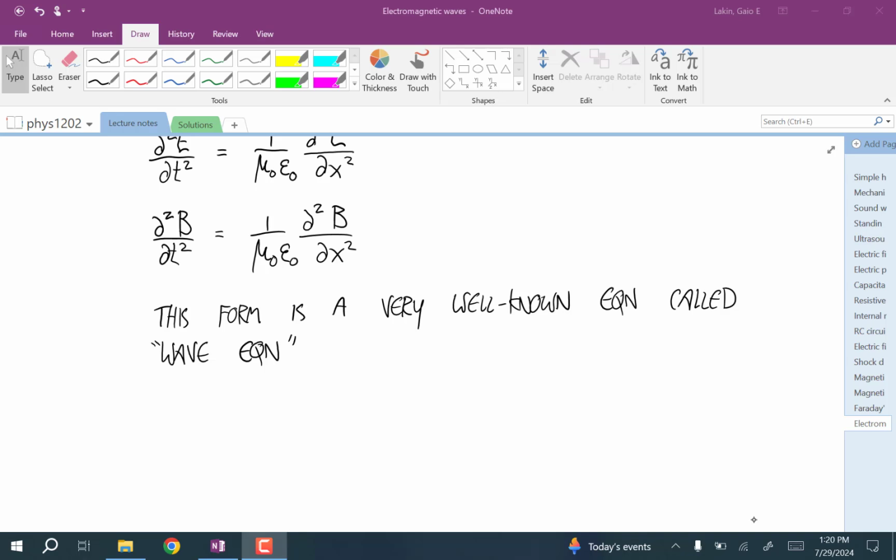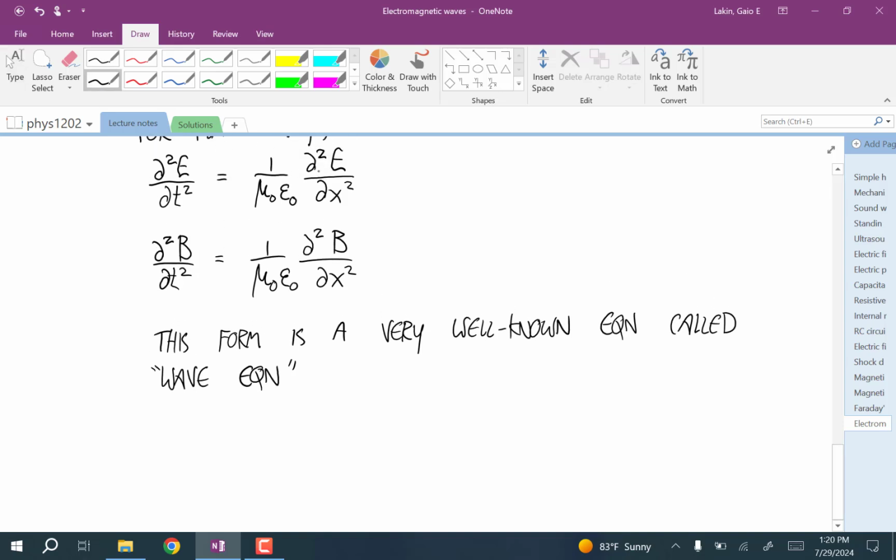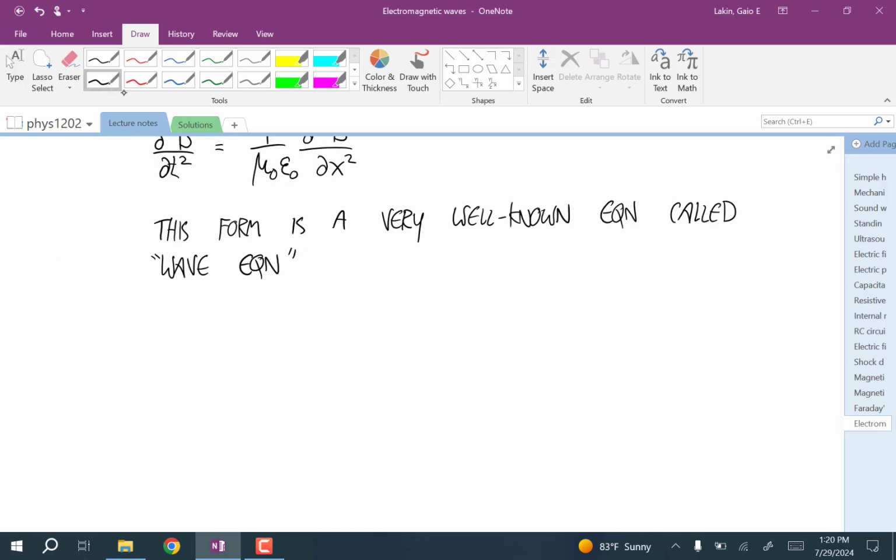And based on previous knowledge about the wave equation, it was immediately clear to people that the speed of this wave was going to be the square root of this constant that's multiplied by the right-hand term in both of these two equations. So what we get is that the speed of this wave is equal to 1 over the square root of mu sub 0 times epsilon sub 0.